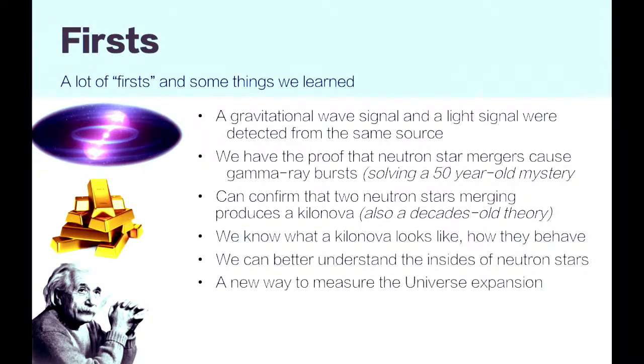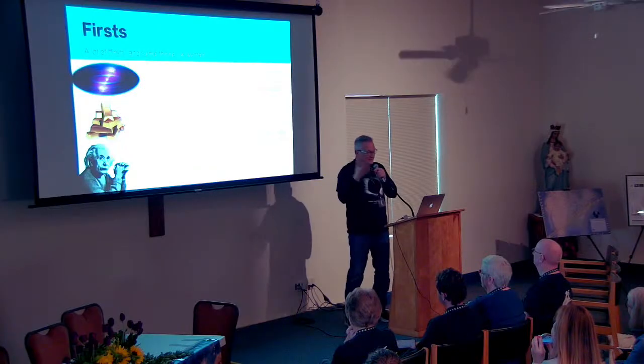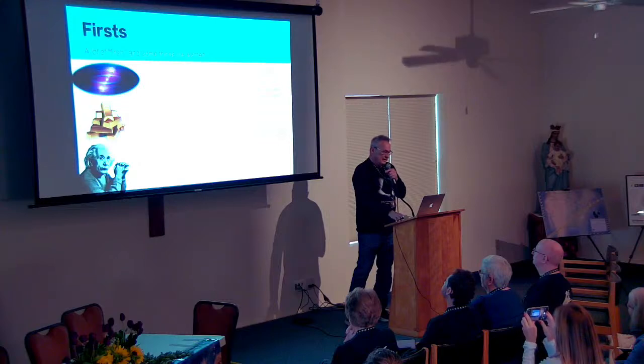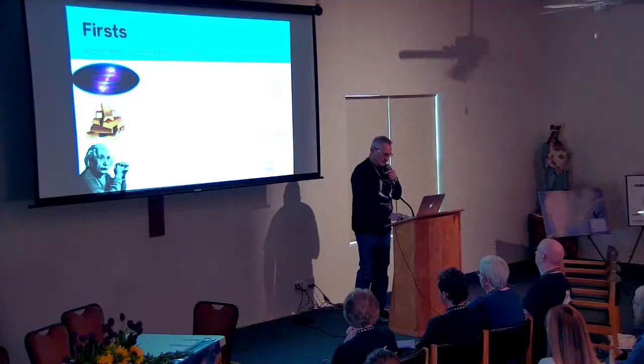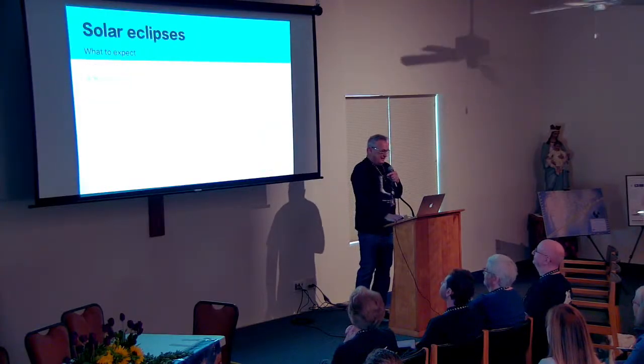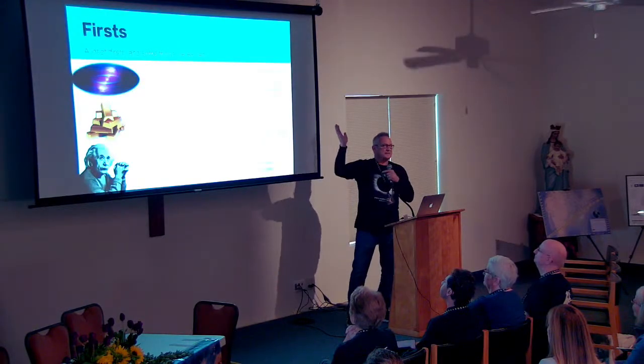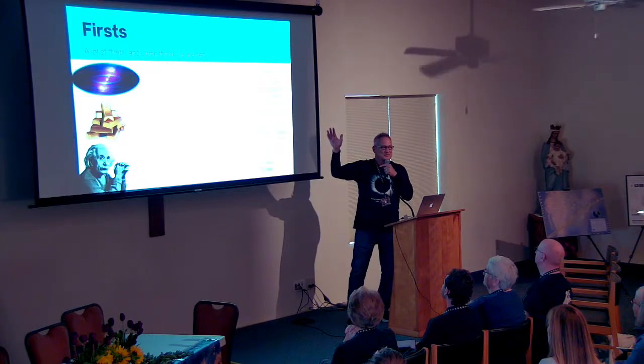We also can use these things to measure the expansion rate of the universe. We know that the universe is expanding. This is a new way to do that, which is really cool. As I just mentioned, the speed of gravitational waves is the speed of light, and we better understand how and where these heavy elements are made. So that's from all those elements on the chart, including gold, which we all love, right? Okay, so that's that talk about the gravitational wave part.